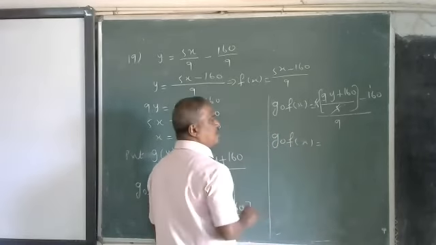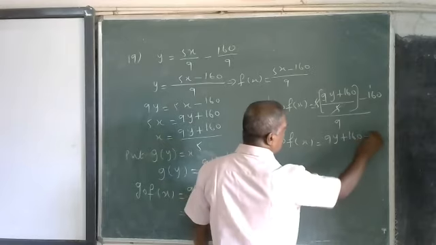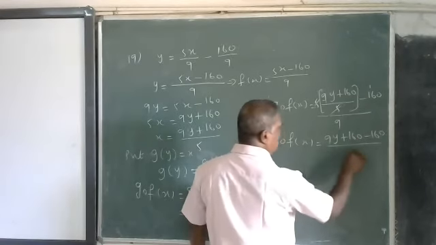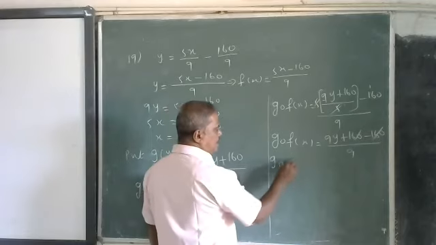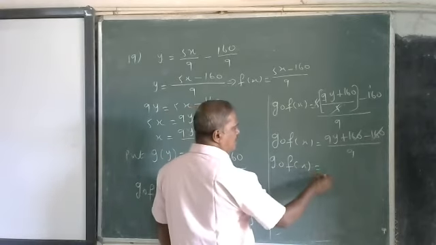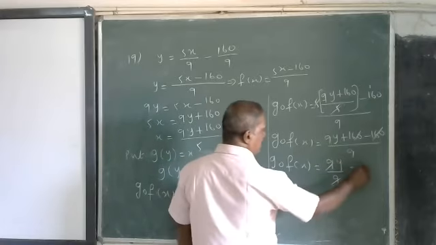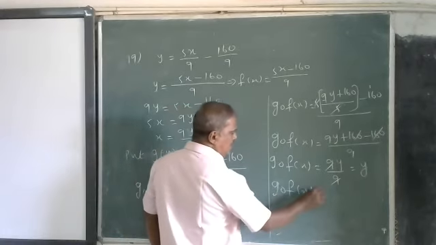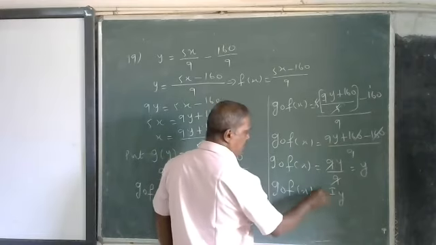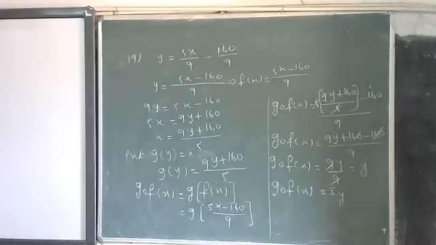g dot f of x equal to (9y plus 160 minus 160) by 9. 160 minus 160 cancels. g dot f of x equal to 9y by 9, and 9 cancels with 9, leaving y. So g dot f of x equals the inverse of y.